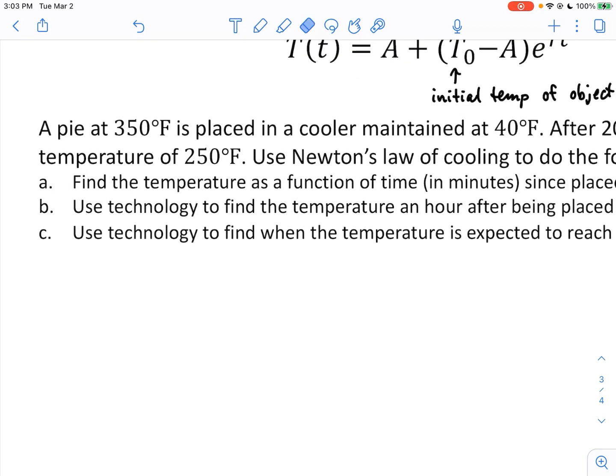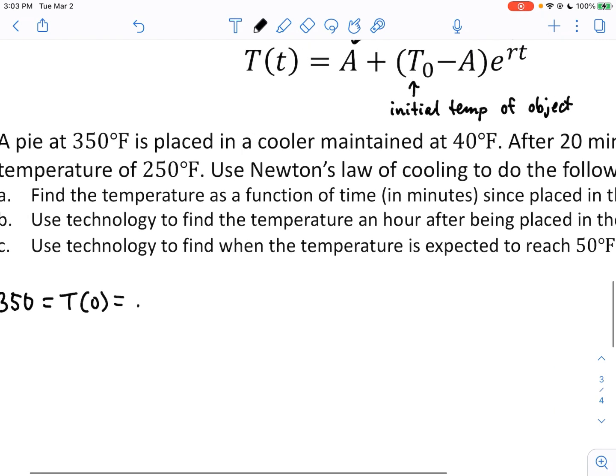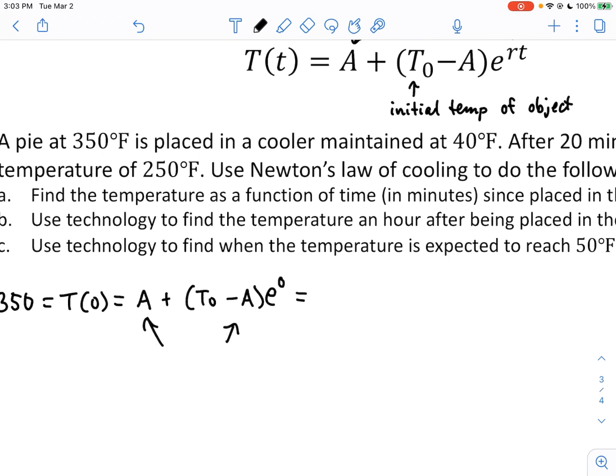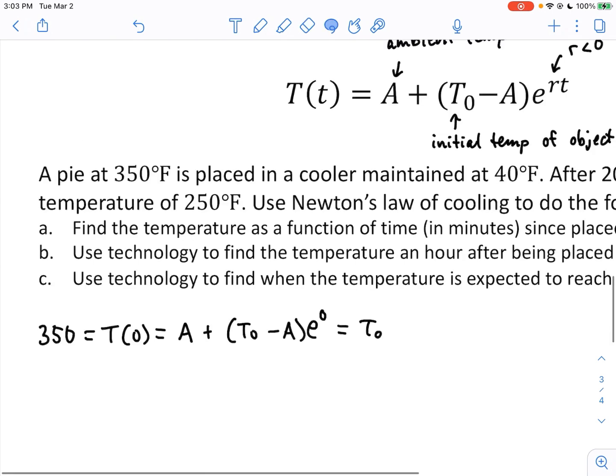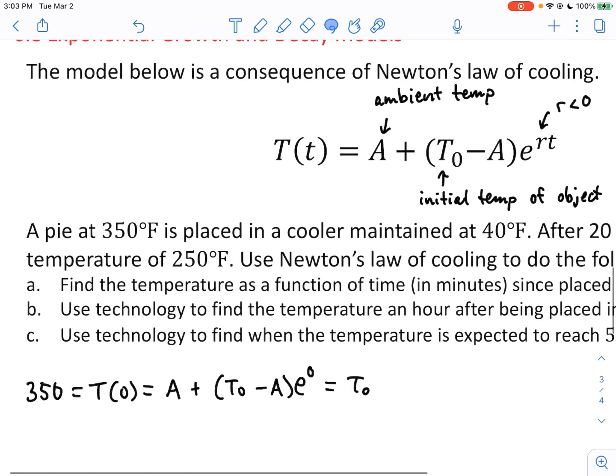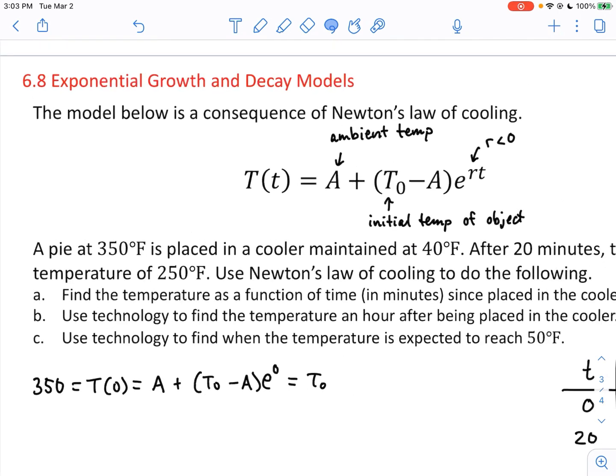So we know that initially the temperature of the pie is 350. So that's the temperature at time 0. Well, using this model, that's going to be A plus T naught minus A times e to the 0. E to the 0 is 1. Then the A's cancel, and so in the end, you get just T naught. The T naught is the 350. We already knew that, though. So we're going to just take that as a given. And also that the A is the ambient temperature. That's the 40 degrees, the temperature of the surrounding environment.